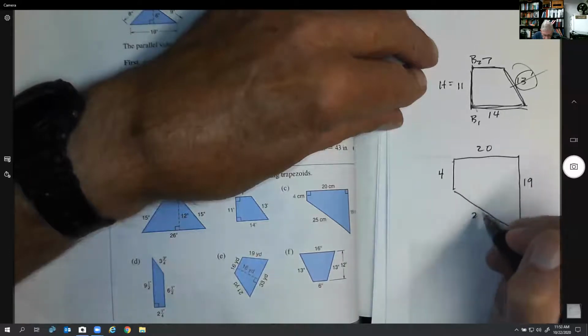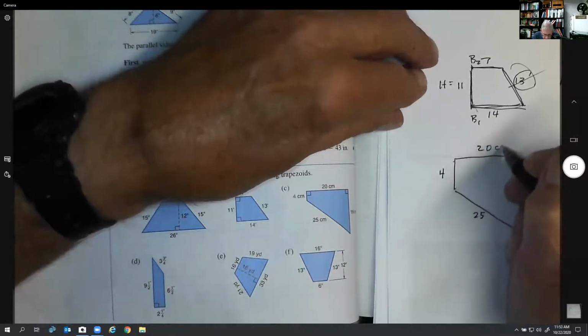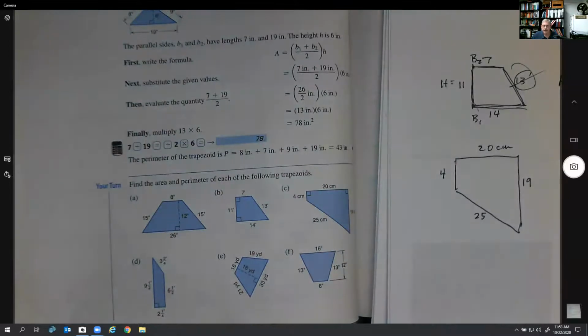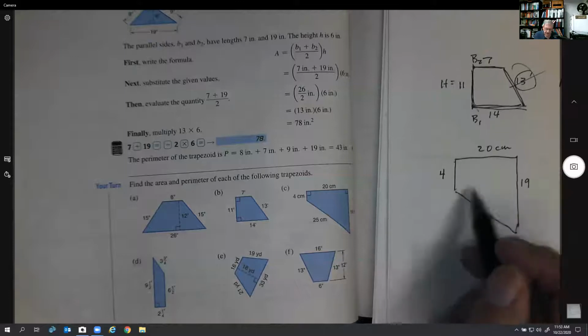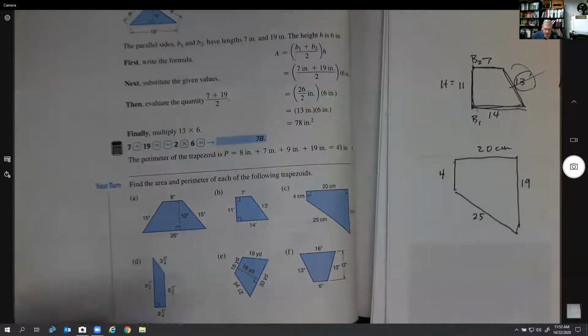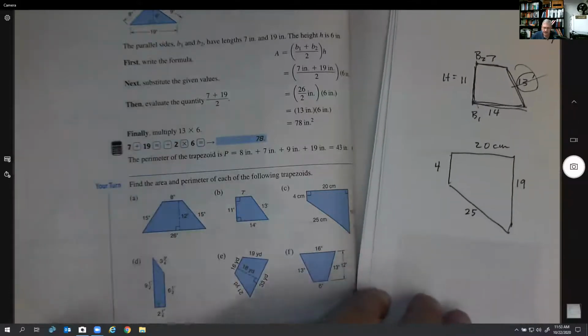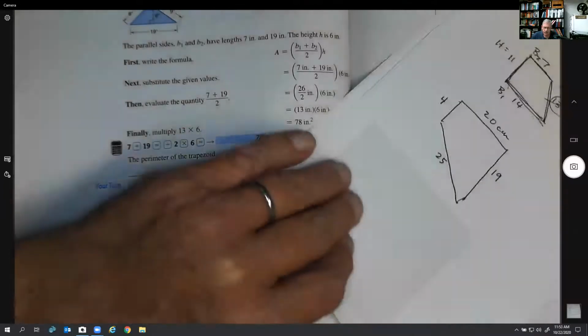This is the one a lot of students have trouble with. These are all in centimeters. It doesn't look like a parallelogram because this isn't parallel to this. They aren't parallel. So what you have to do is think of this as being rotated.